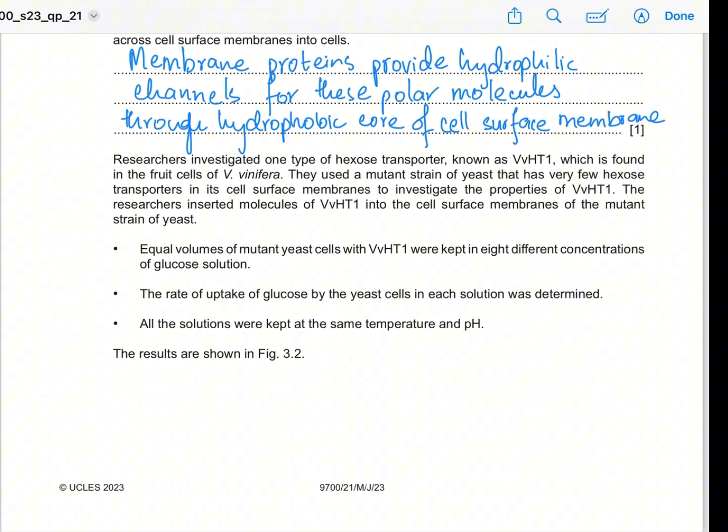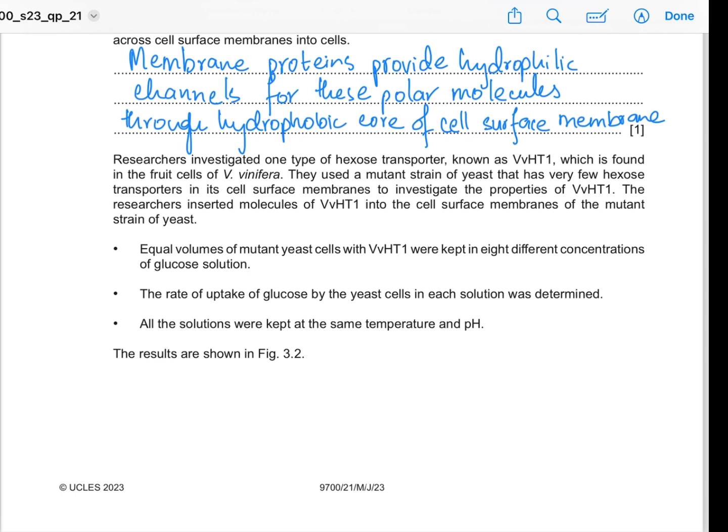Researchers investigated one type of hexose transporter known as VVHT1, which is found in the fruit cells of this plant. They used a mutant strain of yeast that has very few hexose transporters in its cell surface membranes to investigate the properties of this transporter. The researchers inserted molecules of VVHT1 into the cell surface membranes of the mutant strain of yeast. Equal volumes of mutant yeast cells with VVHT1 were kept in different concentrations of glucose solution.